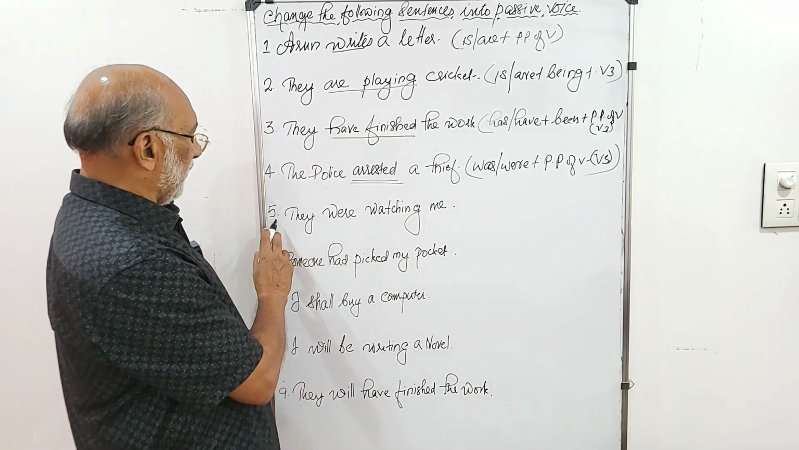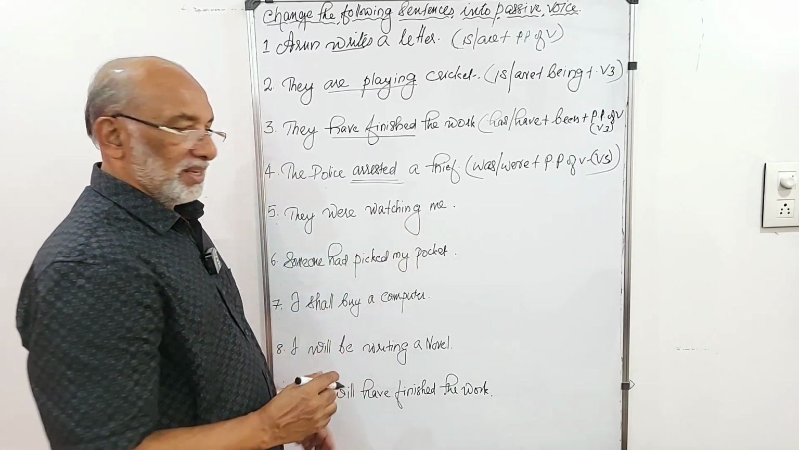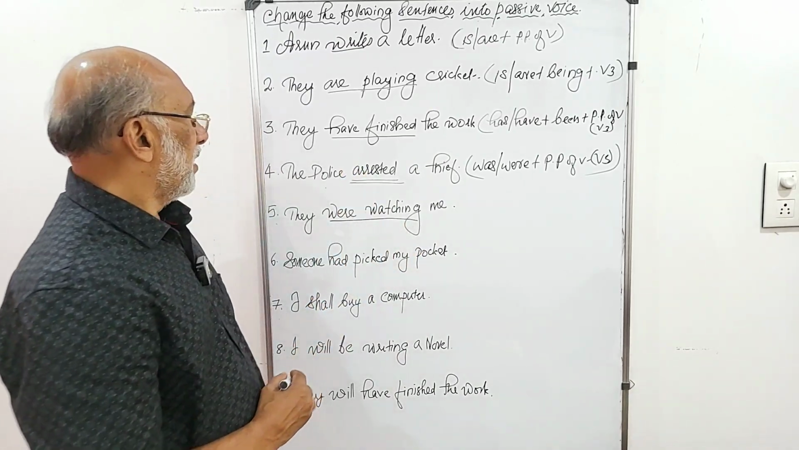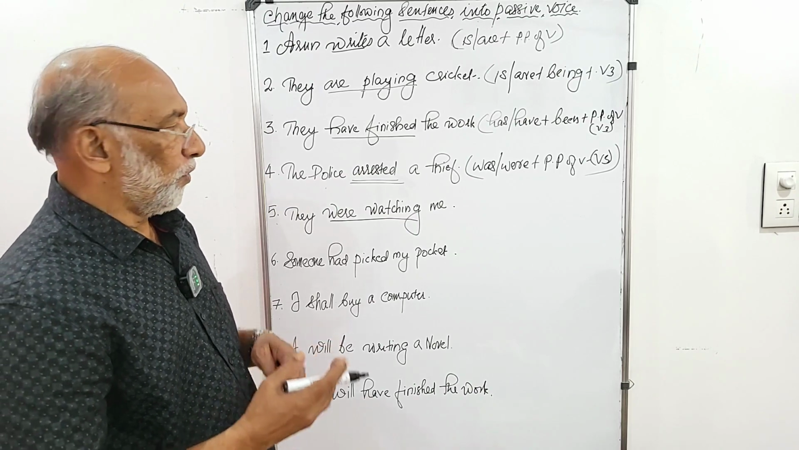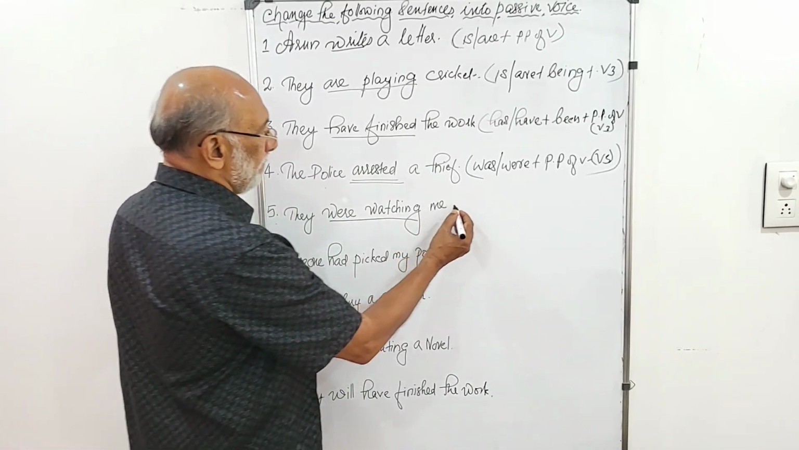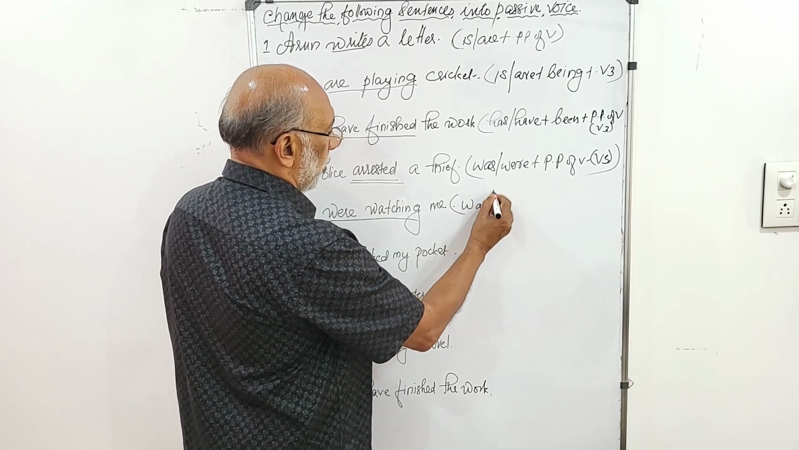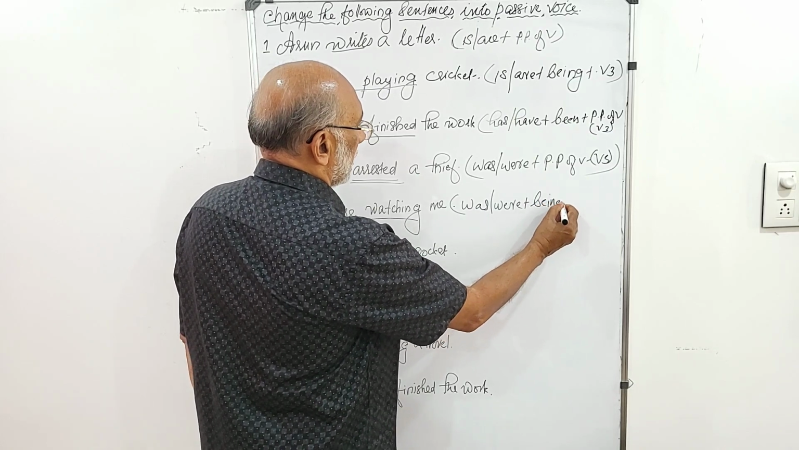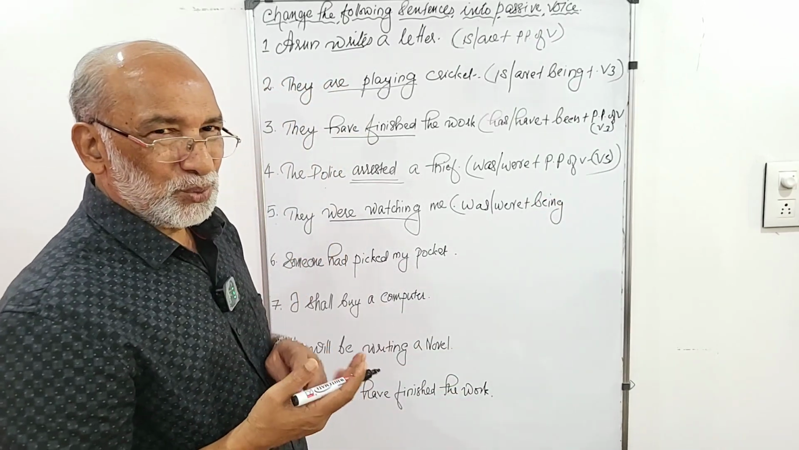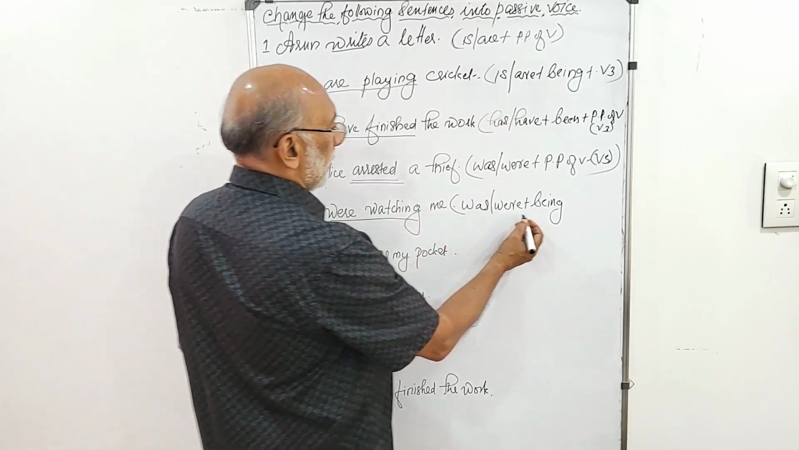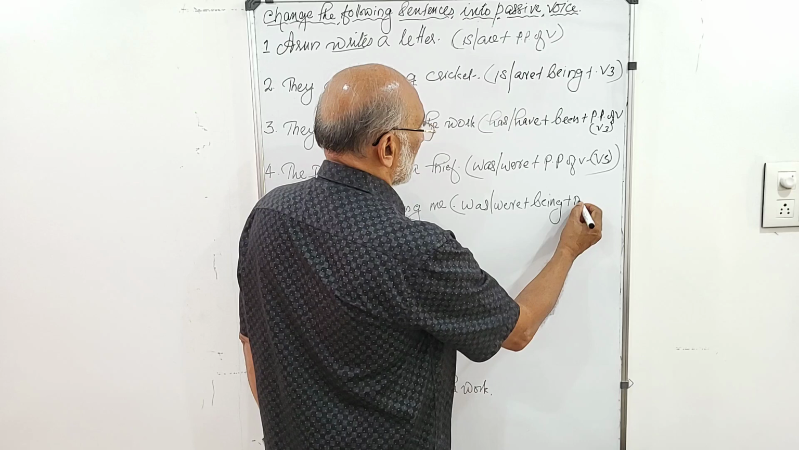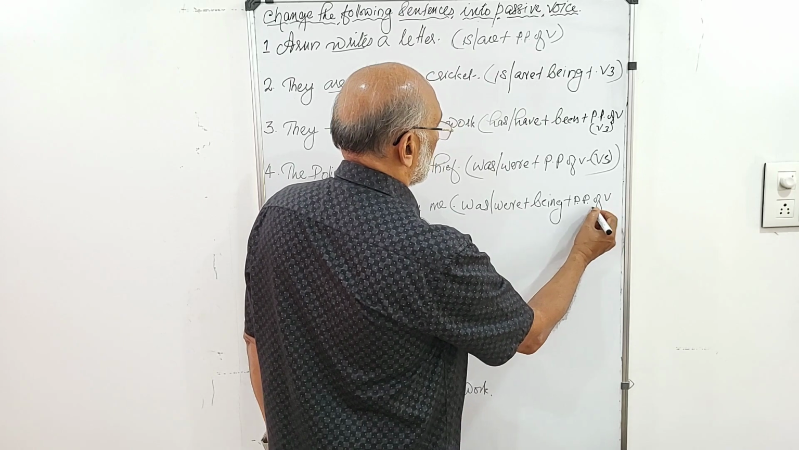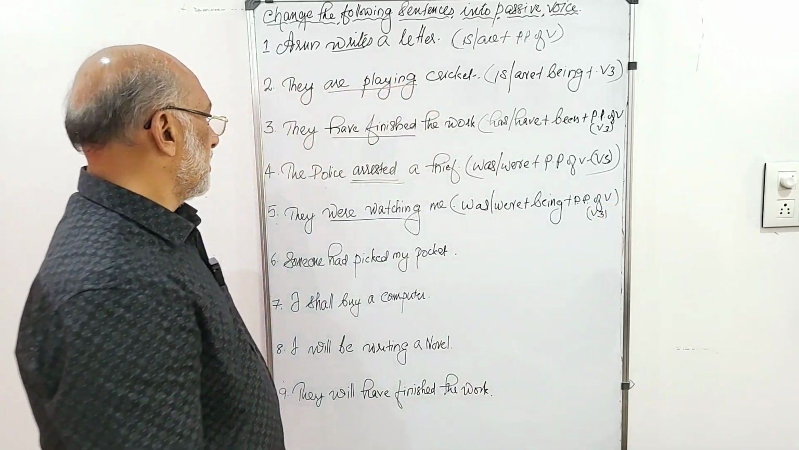Now coming to the fifth one, they were watching me. That is past continuous tense. Here, were watching is the verb and the structure of the verb in the passive will be was or were plus being. In the continuous tense, always we use being. Was or were plus being plus past participle of verb or V3. That is the structure of the sentence.